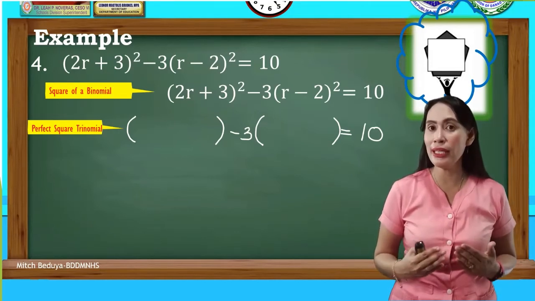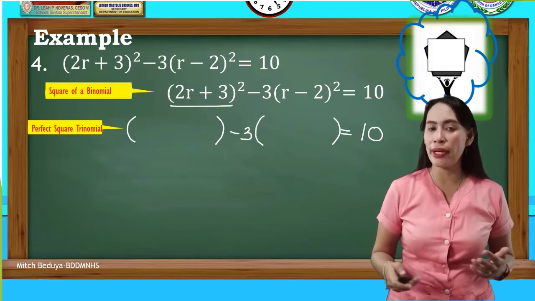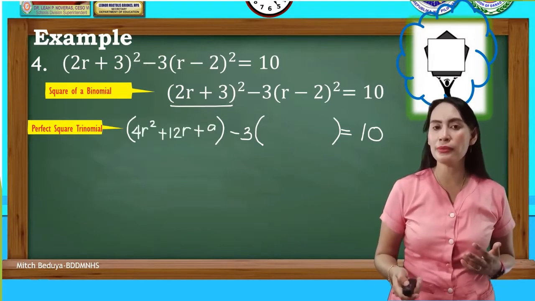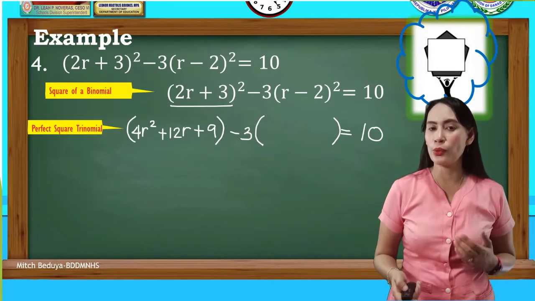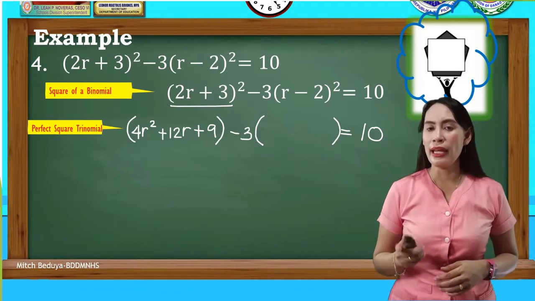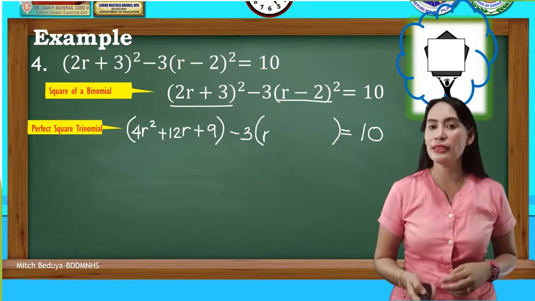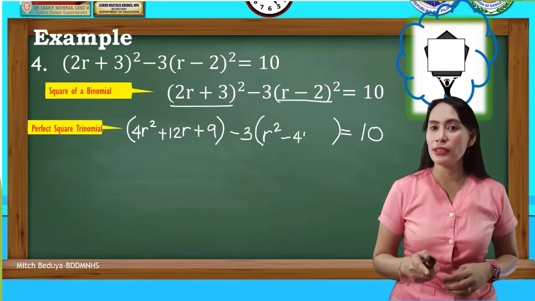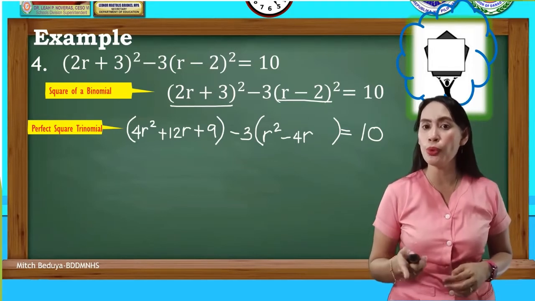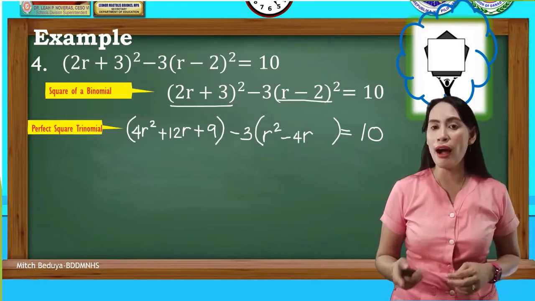So in the expression, the quantity of 2r plus 3 squared, if we transform this to perfect square trinomial, this becomes 4r squared plus 12r plus 9. Then copy negative 3. Next, to obtain the first term, multiply r times r, that is r squared. Next, to obtain the second term of the trinomial, multiply r times negative 2, then times 2. So that is negative 4r.